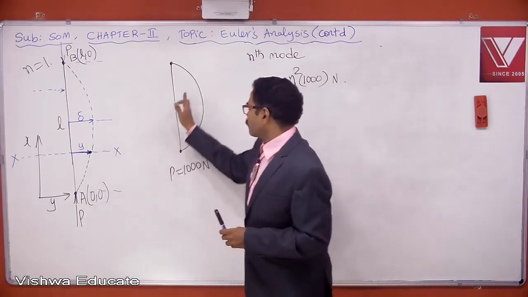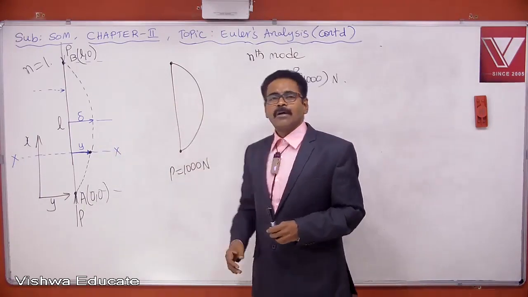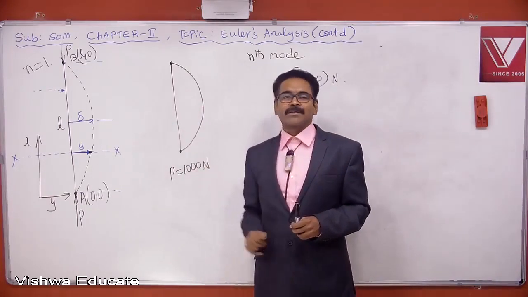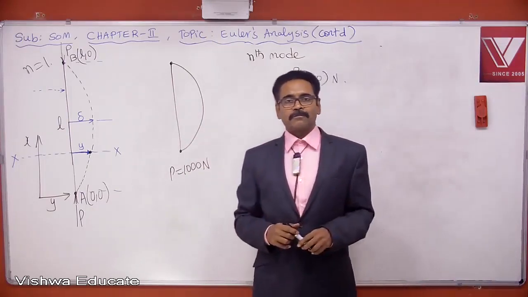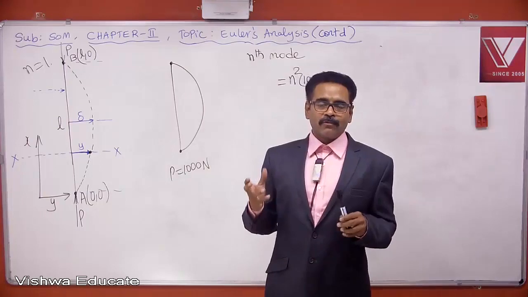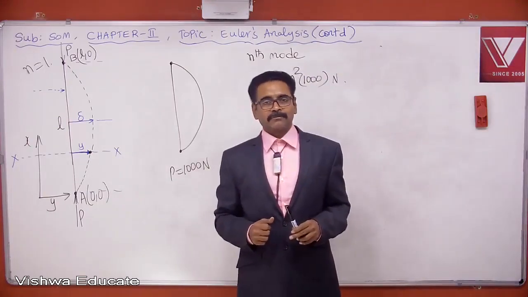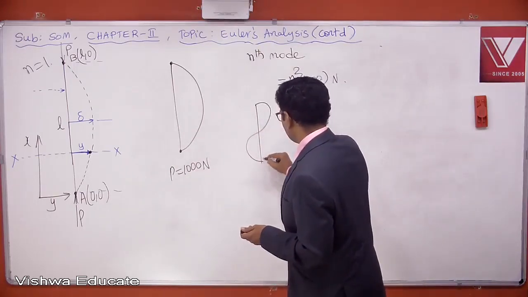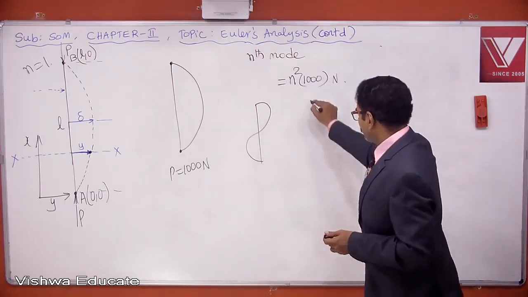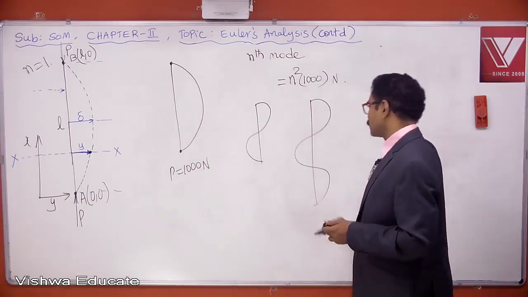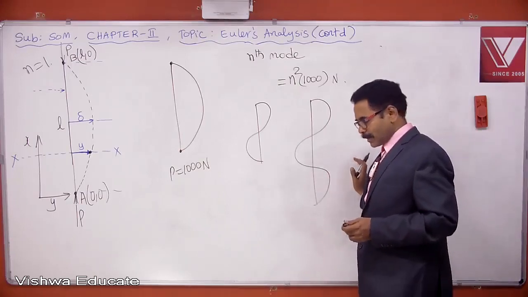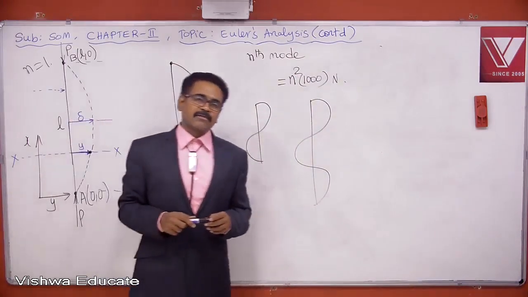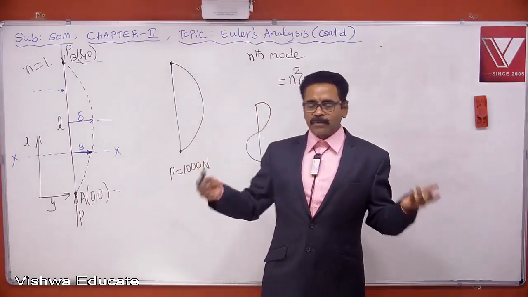The critical load corresponding to a column like this, if the column buckles in first mode, is called the fundamental critical load or first critical load. The critical load corresponding to this is the second critical load. The critical load corresponding to a mode shape like this is the third critical load, then fourth, fifth, and so on. With every mode shape, a critical load will be there. So the number of critical loads for a column is infinity. It is not one. Please write down.